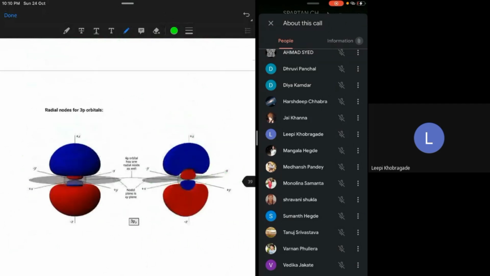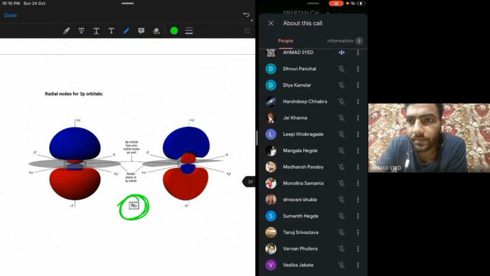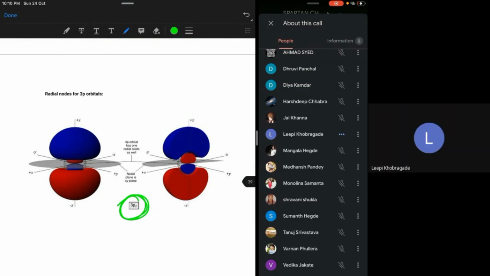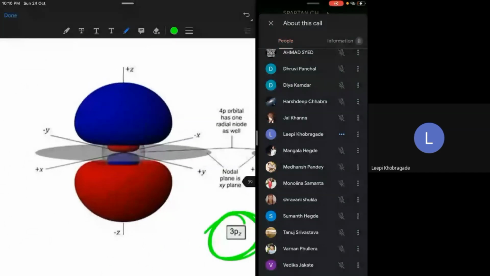Now I will tell you what is an angular and radial node, okay? Now tell me what this graph is. This is 3pz, right? This is psi 3pz, right? You see here, right? Now tell me what the radial node is here? Where is the radial node? At what point?